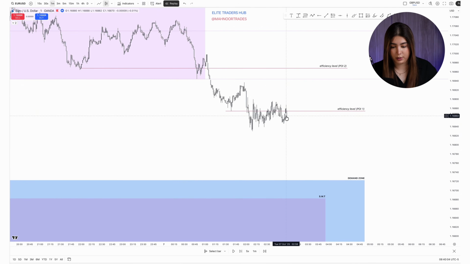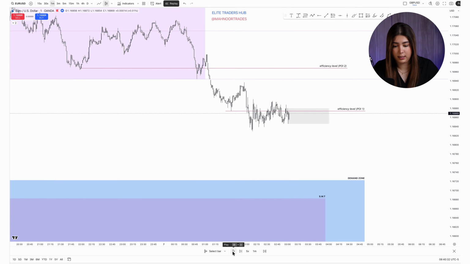Now this is right before London starts. If an entry confirmation is given here, I would take that trade. But if, let's say, price wants to go higher, tap into the second point of interest and then give me a confirmation, that works fine as well. So we're going to play the price a bit, because a few minutes before London opened, it actually gave us an entry confirmation, and I'll show you exactly which one.